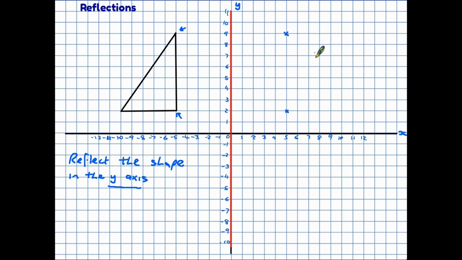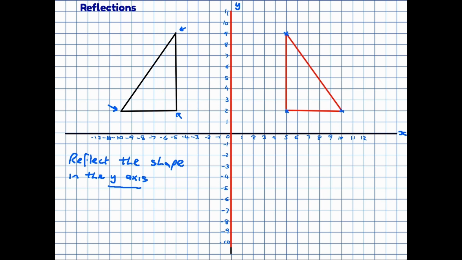We're building up a reflection. The third and final corner of the triangle on the y equals 2 line here is back at minus 10. So we're going to go up to plus 10. And as with previous transformations, we then link the three corners of our new triangle together, and we can see that it is indeed a reflection of the original one.